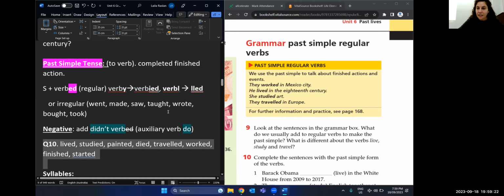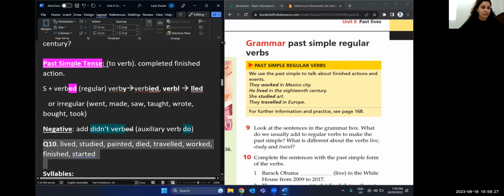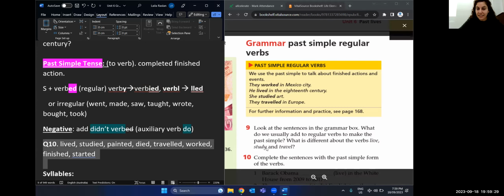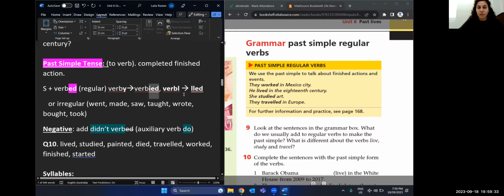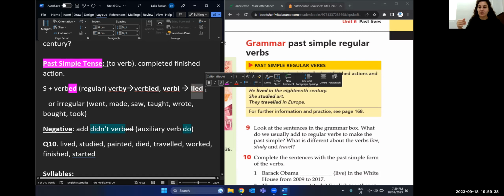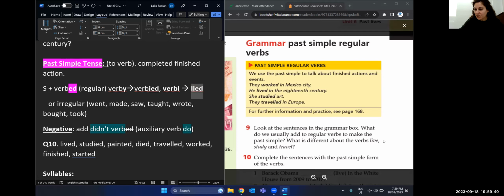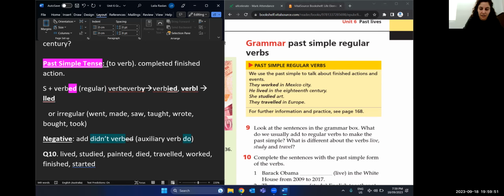Well, what is different? The verb live takes a regular ed. The verb study, because it ends in a Y, we add IED. And travel, because it ends in an L, we double the L and add ED. That's what's different. So live, we just add a D because it ends in an E. If it ends in an E, you just add the D.